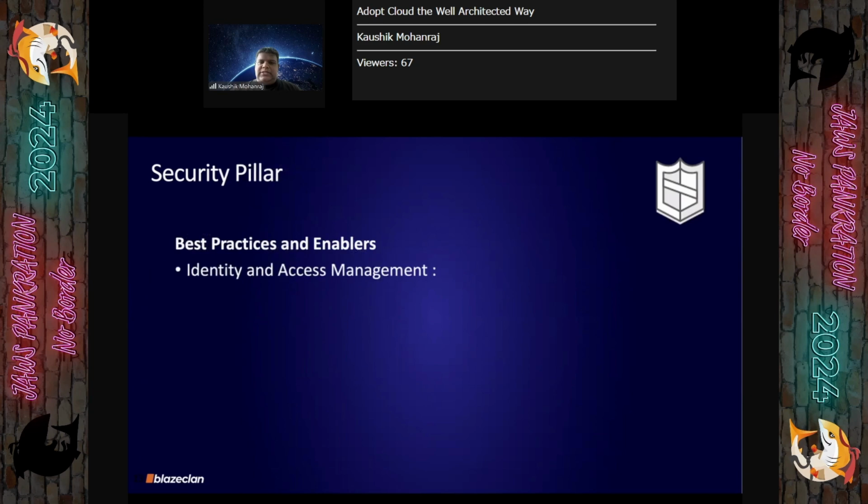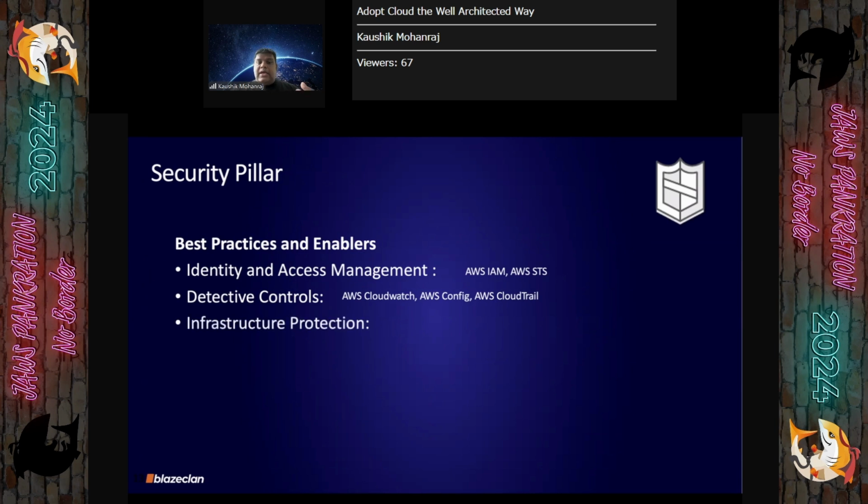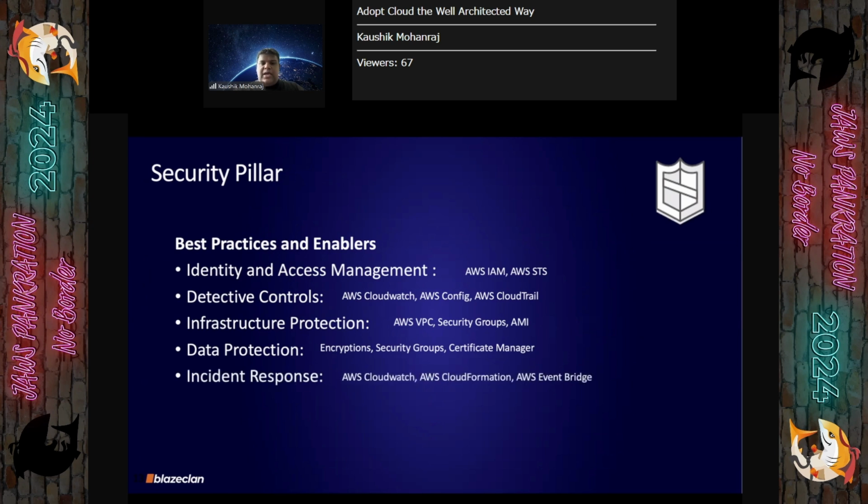So what are the best practices and enablers that we spoke about? Identity and access management. And what are the enablers that AWS has? We have IAM and STS that is available. For detective controls, use CloudWatch, AWS Config, CloudTrail. And for infrastructure protection, you can use your VPCs and security groups effectively and build golden AMIs that are secure enough so that it's automated. And for data protection, use encryption, security groups again, and Certificate Manager for data in transit. And for incident response, again, you can use services like CloudWatch, CloudFormation, and even EventBridge so that it can be automated, right?